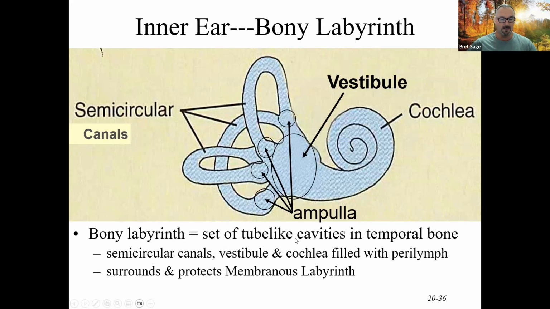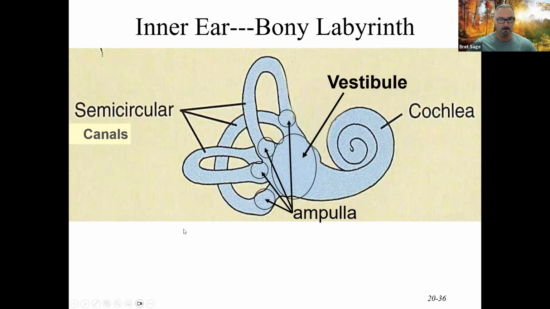The bony labyrinth is a set of tube-like cavities in the temporal bone. The semicircular canals, vestibule, and cochlea are filled with a liquid called perilymph, sometimes called endolymph. It surrounds and protects the membranous labyrinth, which lines the inside of all of these cavities.